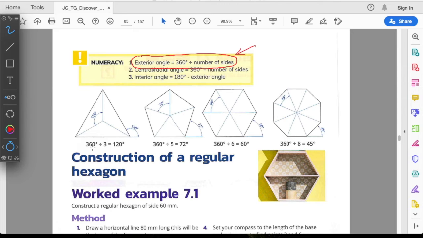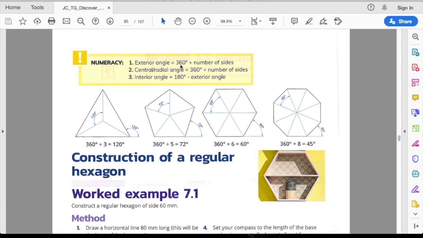So you'll see here, 360 divided by 3 is 120, 360 divided by 5 is 72, 360 divided by 6 is 60, and 360 divided by 8 is 45, okay? So as long as you remember that calculation, you don't need to remember the 120, 72, 60, and 45, okay? But it is very important to remember that calculation.